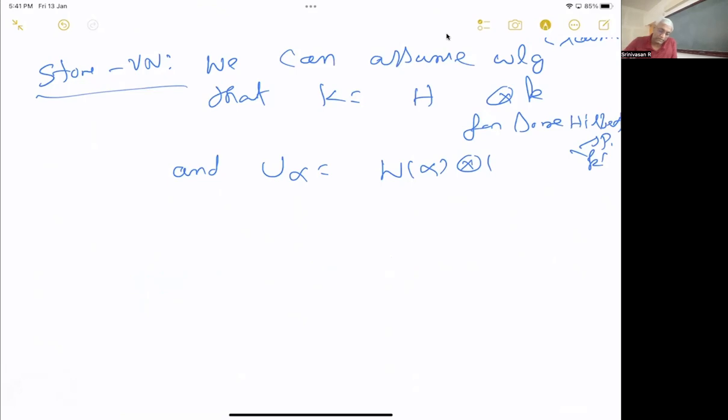Let me just directly do it. So consider the following state. Consider the vacuum state, lambda of 0. Okay. We take the vacuum state. Then what is W of alpha tensor 1? What I want to say is the trace of W of alpha tensor 1 on this lambda 0.